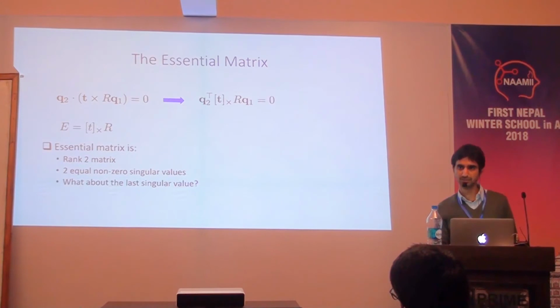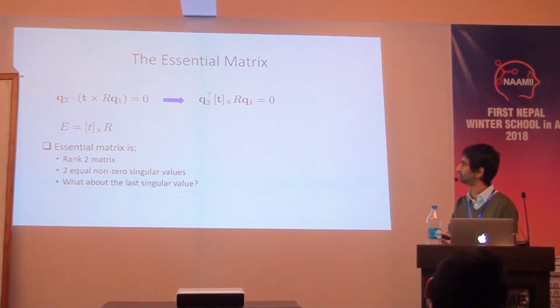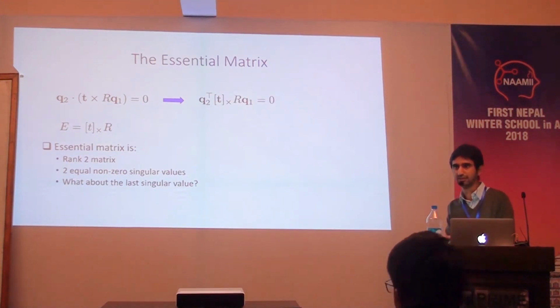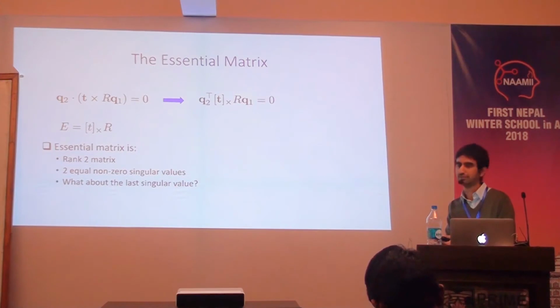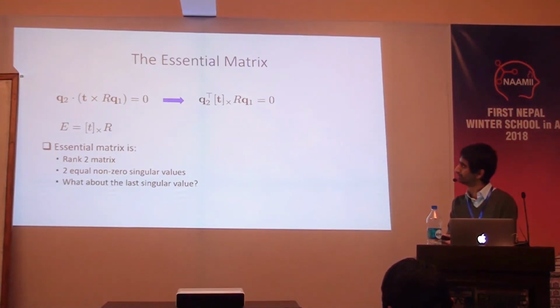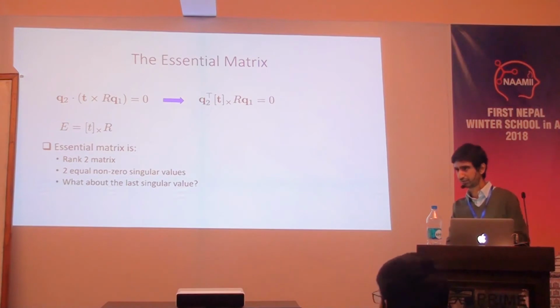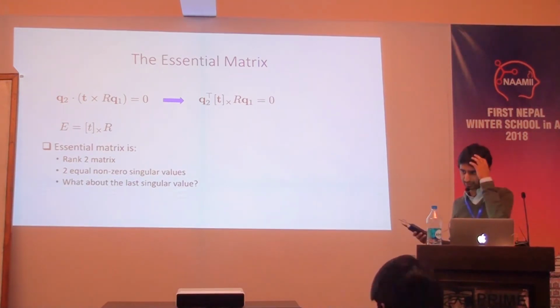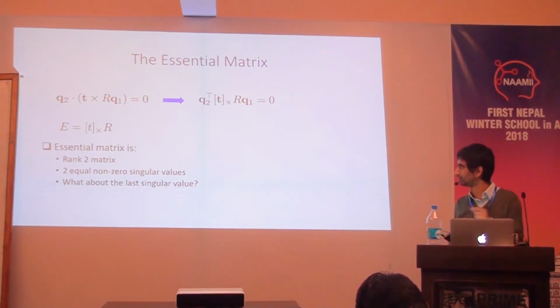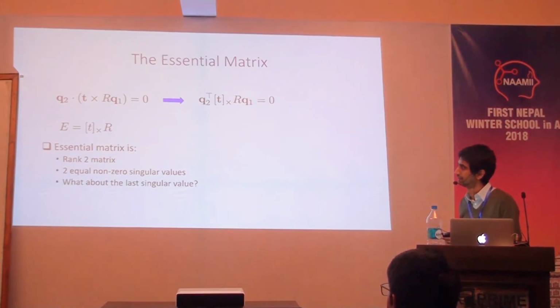Some few things about this matrix: it's a rank 2 matrix. It's not rank 3. It's a 3 by 3 matrix because the rotation R and Tx are both 3 by 3. And it has two equal singular values. We talked about singular value decomposition, where there were shearing values and scaling values with the diagonal matrix, and those are the singular values.